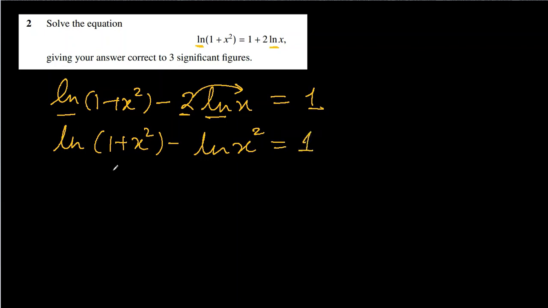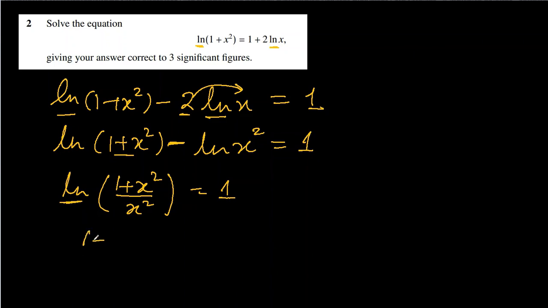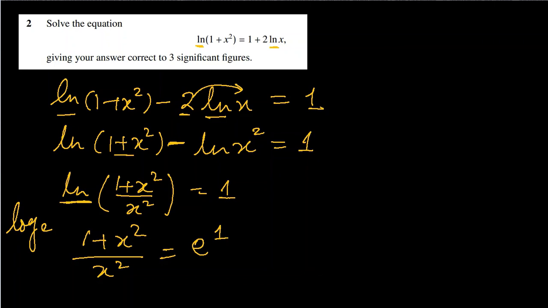Alright, so now we can combine them. It becomes ln, and since the two logs are subtracting, their contents divide. So (1 + x²) over x², that's how they're combined, equal to 1. Now we have to get rid of ln. So when we get rid of ln from one side, the other side becomes the exponent of the base. What is the base of ln? Ln is the same as log base e. So it will become e to the power 1 on the right side.